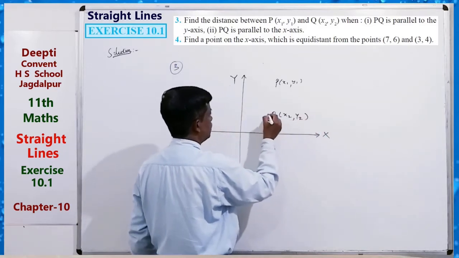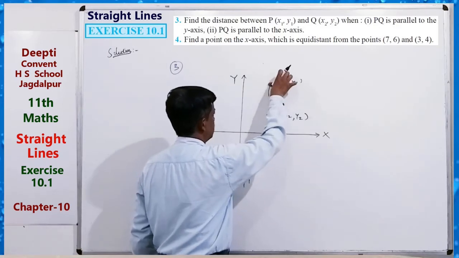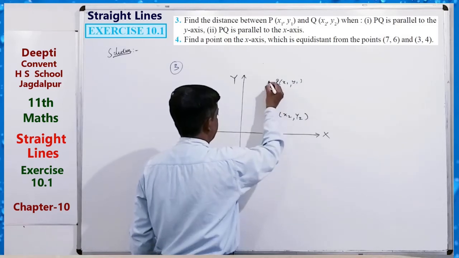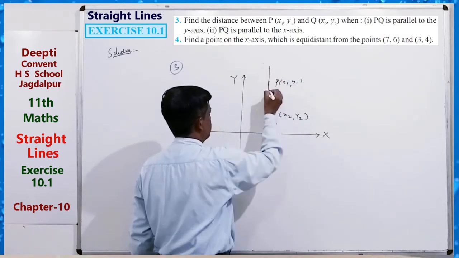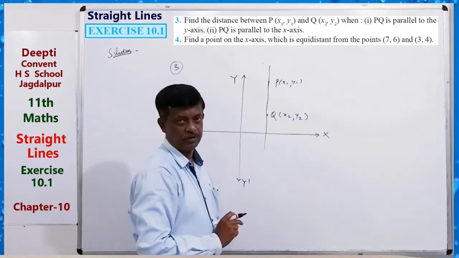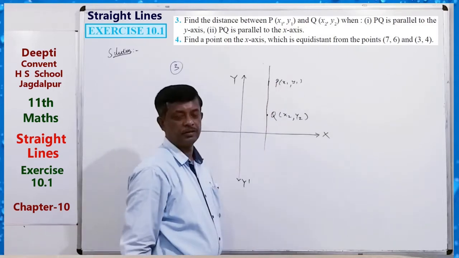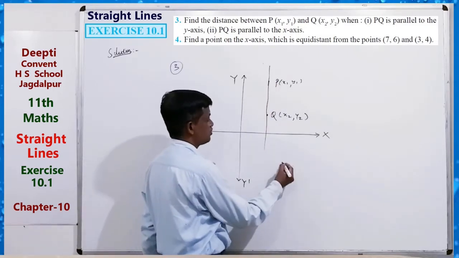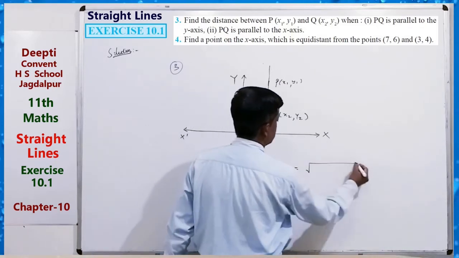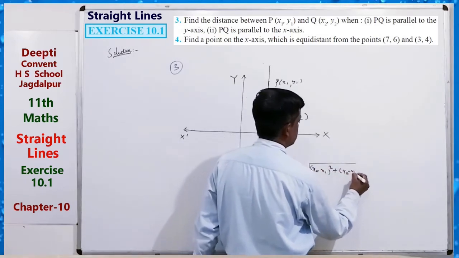Okay, this is P, Q. Draw a parallel line like this. Line PQ is parallel to the y-axis. Then the distance between P and Q is very simple. We know the distance formula: PQ equals root over (x2 minus x1) square plus (y2 minus y1) square.